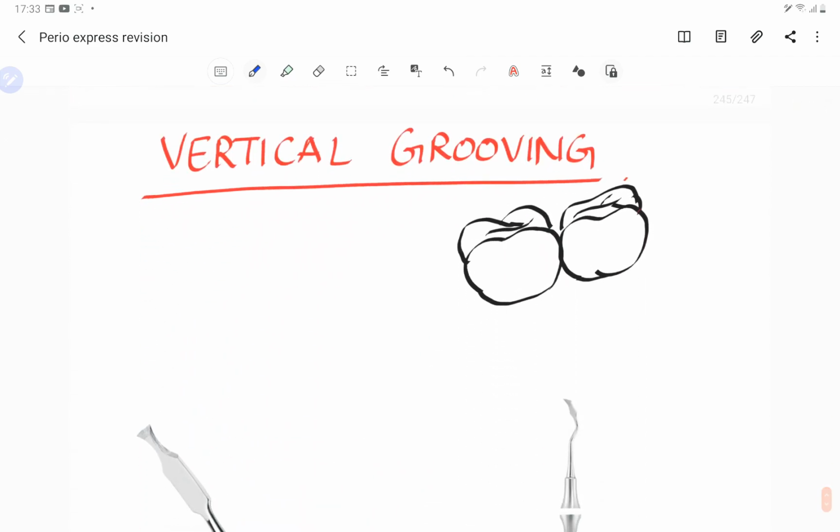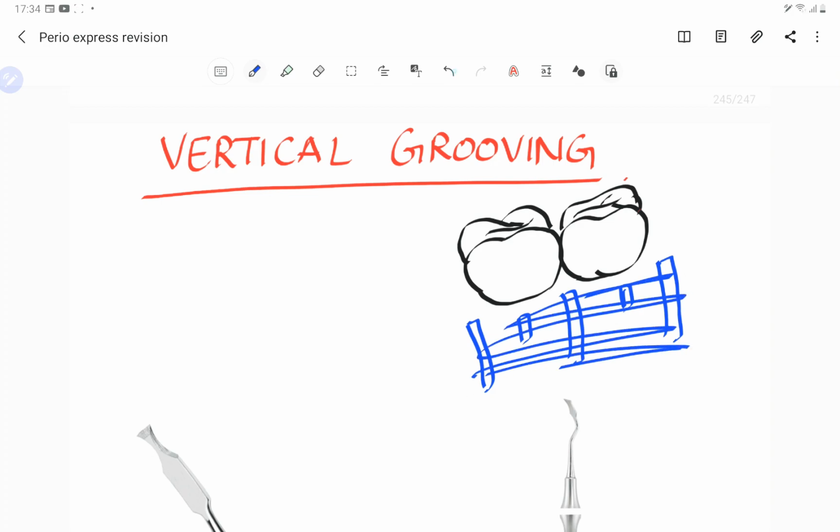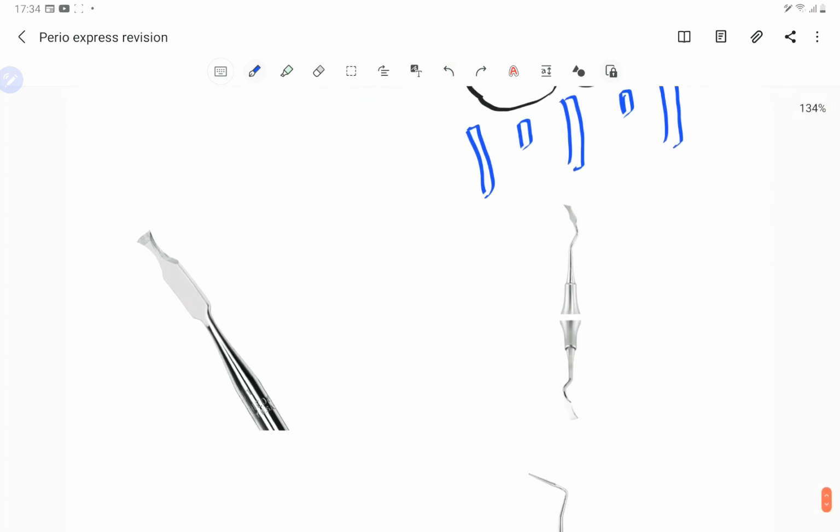Now guys, talking about the vertical grooving, which is very important. The first step is vertical grooving in the bone, so that we reduce the thickness of the alveolar bone. Generally it is used to define the thickness of the bone. We are marking these vertical lines, these grooves, in the bone, and when we blend these grooves, that becomes the radicular blending.